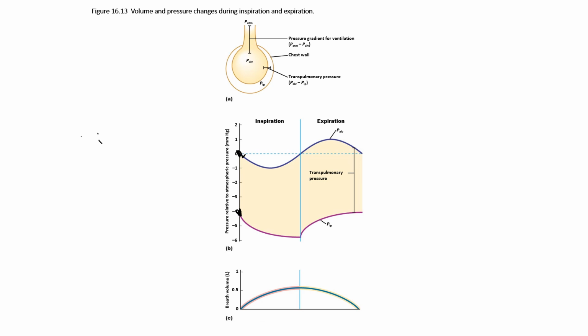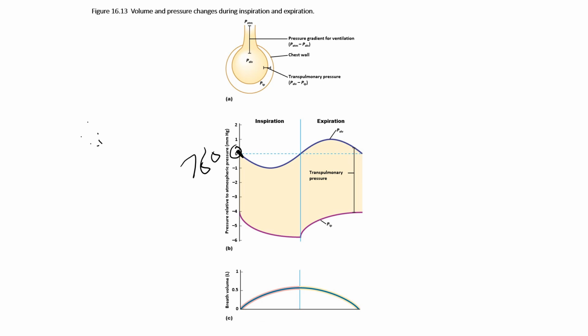So this is the beginning of inspiration. Well, let's say before inspiration has even started. Intra-alveolar pressure is 760, which is the same as atmospheric pressure. So since intra-alveolar pressure and atmospheric pressure are the same, intra-alveolar pressure starts off right here at 0.